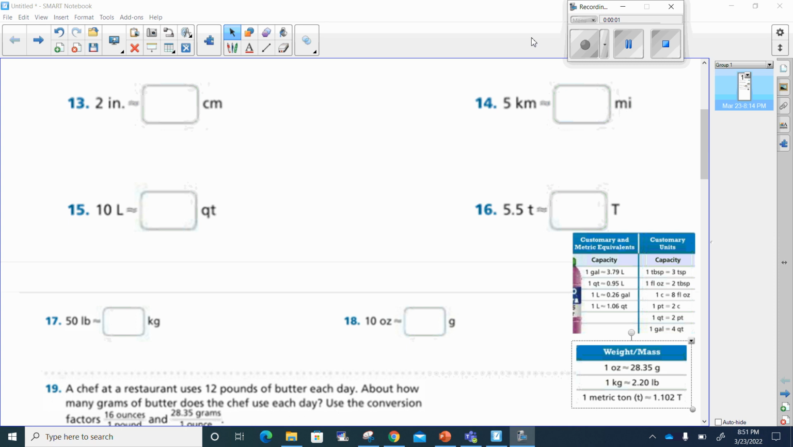Sixth grade class. Let's go and get this homework going. I've got number 13 here. We're converting units. It says 2 inches to centimeters.